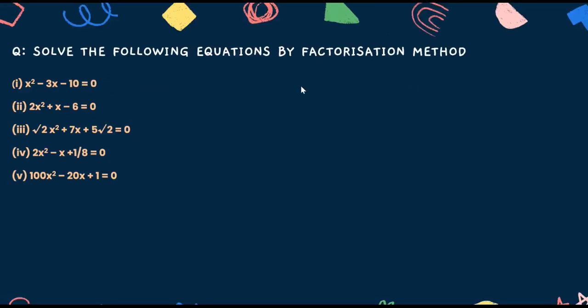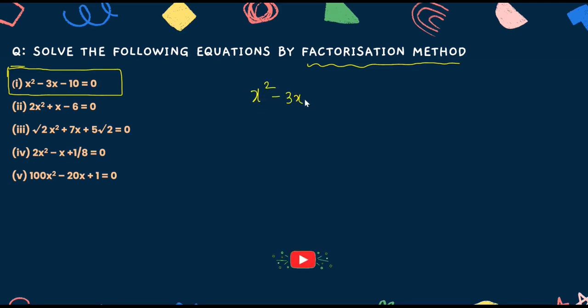Students, have you all taken around 5 questions which we will be solving using the factorization method? Okay, so for the factorization method, I will take this question and explain how we can select the factors, which is challenging for students, right? So this equation is x square minus 3x minus 10 equal to 0.